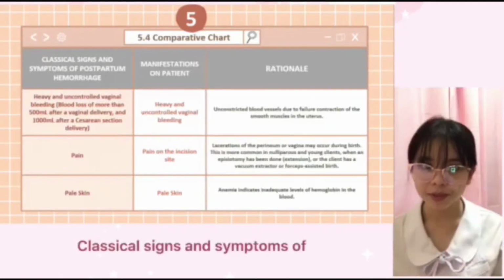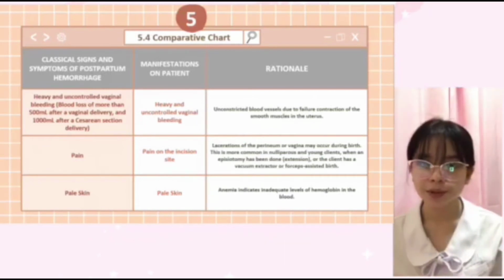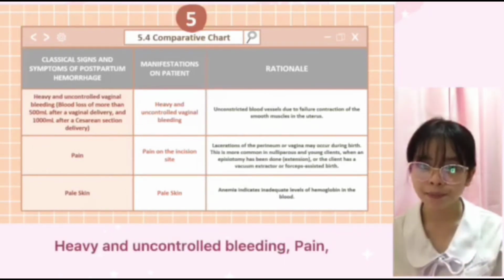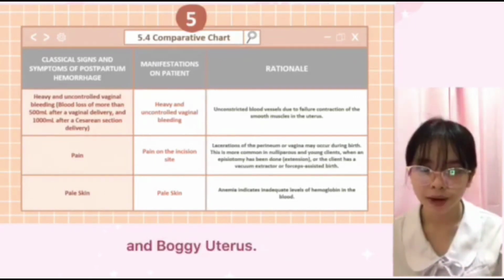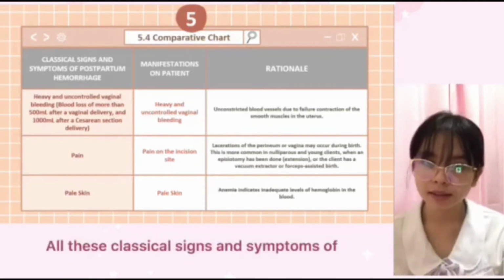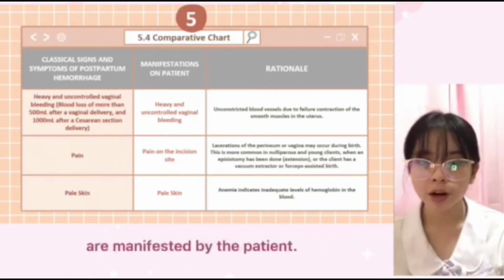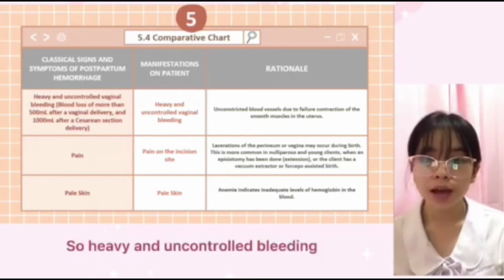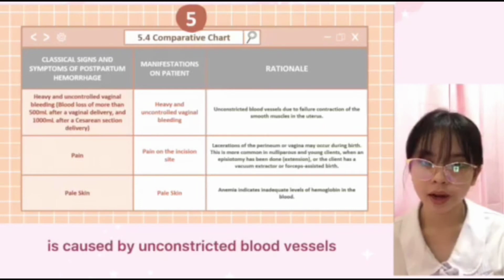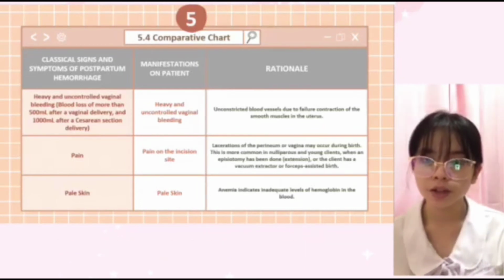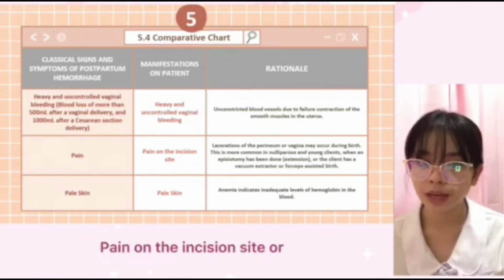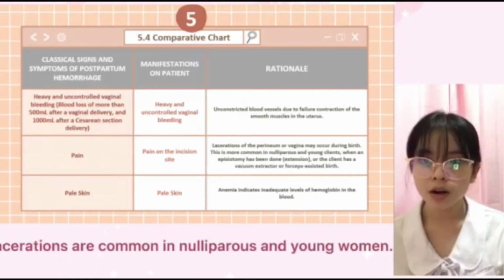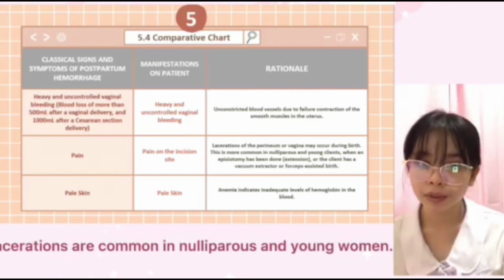Classical signs and symptoms of postpartum hemorrhage include heavy and uncontrolled bleeding, pain, pale skin, drowsiness, increased heart rate, and boggy uterus. All of these classical signs and symptoms of postpartum hemorrhage are manifested by the patient. So, heavy and uncontrolled bleeding is caused by unconstricted blood vessels due to failure of uterine contraction. Pain on the incision site or lacerations are common in nulliparous and young women.